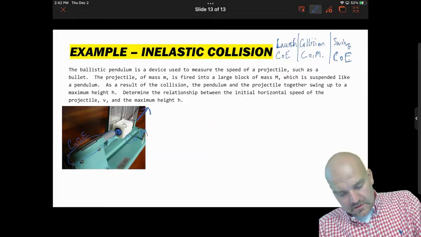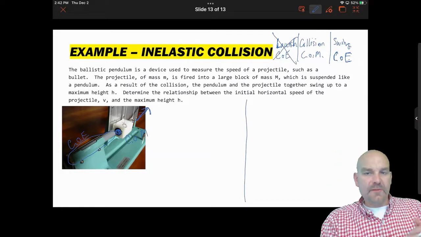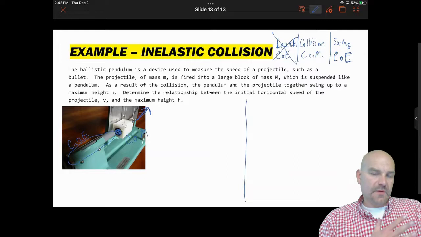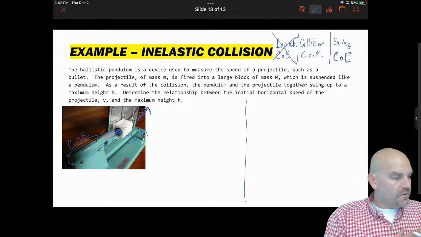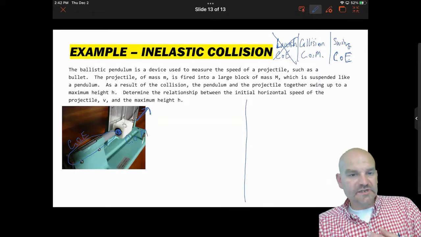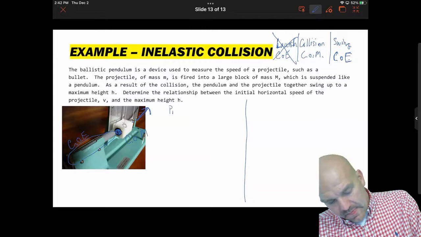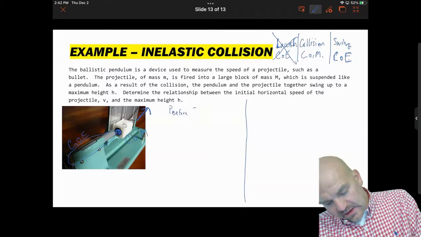Okay, so we're not worried about the launch. In this problem, I don't have to do that part. So I'm looking at the collision and the swing. The collision is conservation of momentum. So I have P before equals P after.